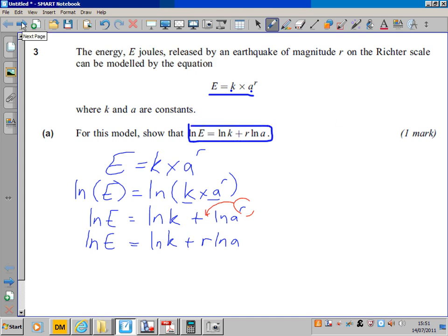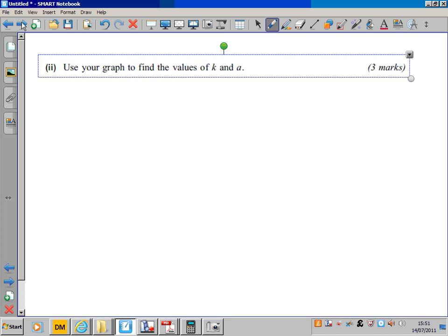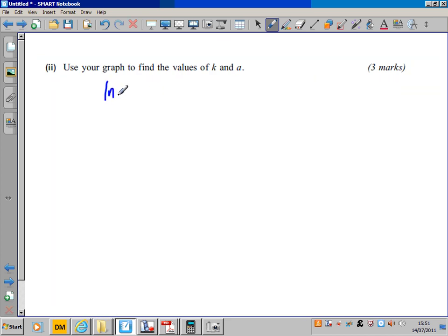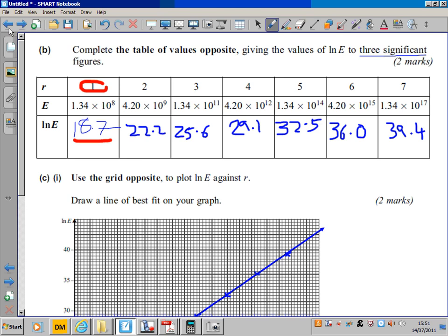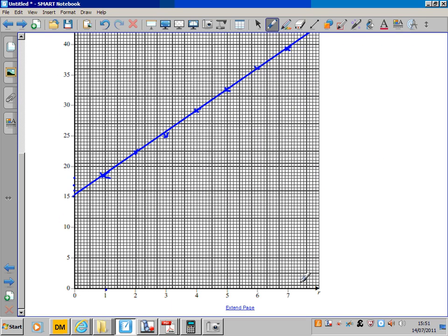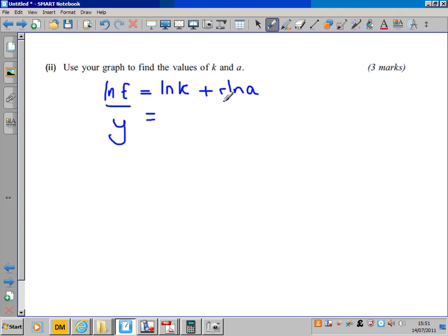So ln E equals ln K plus R ln A. So I'll just write that over here. ln E equals ln K plus R ln A. And what I want to do is compare that with y equals mx plus c. So the y is over on this side, so ln E is my y. The x was the thing that I plotted on the x-axis. Well, I was plotting r's on the x-axis, so that means this must be the x.